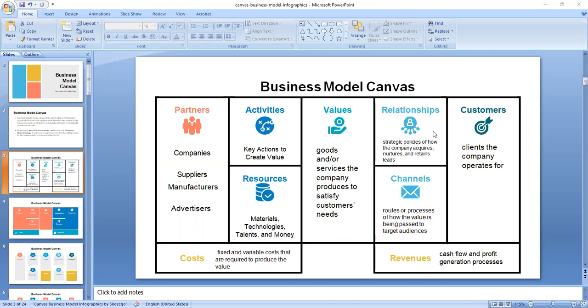So how do you ensure that this particular value keeps on evolving? Because you know that your customers' needs are also evolving.